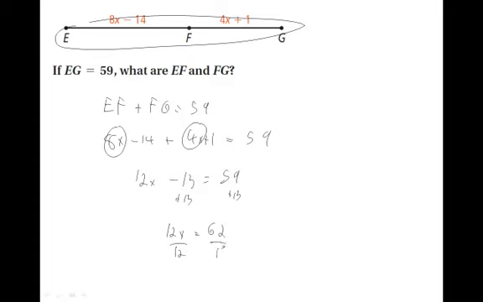And so we're going to get 12x is equal to 72. Divide by 12, divide by 12. And I feel like I made a mistake. Oh, that should be 72. That's why. And so you get x equal to 6.